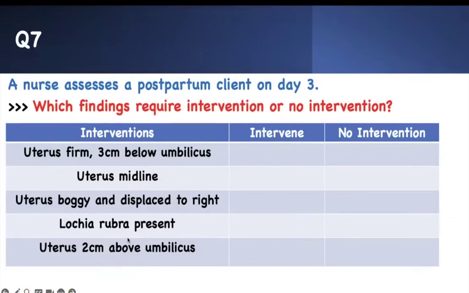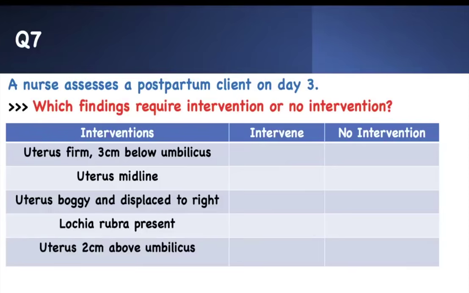And then assessing a postpartum client on day 3. The patient just had a baby. Day 3, what should you expect? Which findings require intervention or no intervention? The concept here is that after you deliver, the uterus is supposed to go down. How much does it go down? Every day, 1 centimeter. Therefore, at 3 days, it should be below the umbilicus.